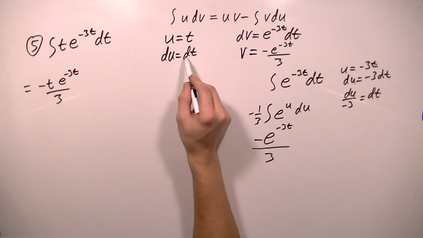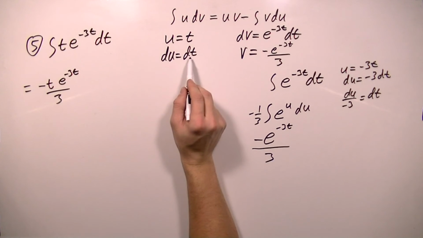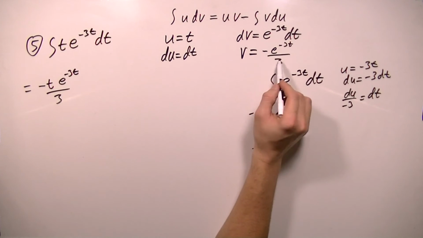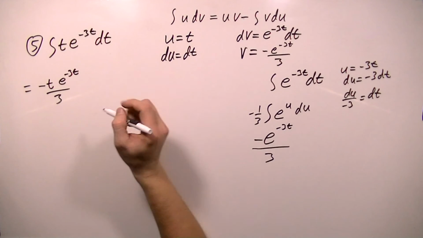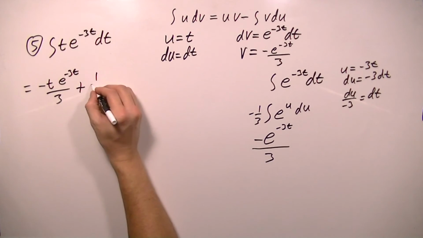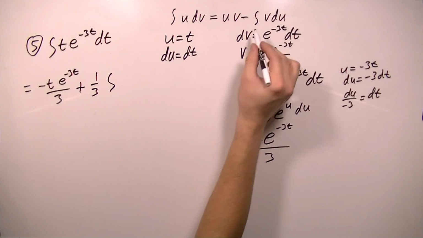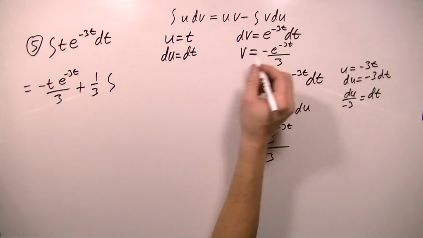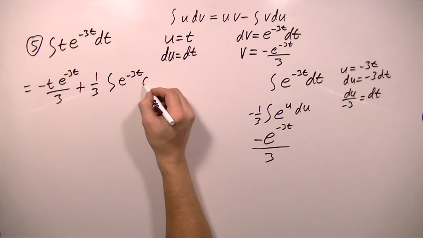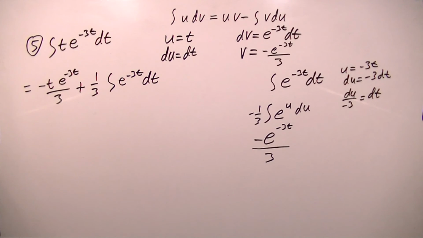So v times du is a pretty easy one because du is just dt, so really I'm just plugging in v here. And this negative 1/3 I'm going to factor out. So when I subtract this integral, I'm going to factor out this negative 1/3, and that's going to become a plus 1/3. And then I'll take the integral of e to the negative 3t, and then I'll still have this dt here because that's my du.